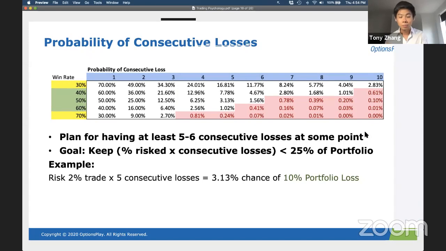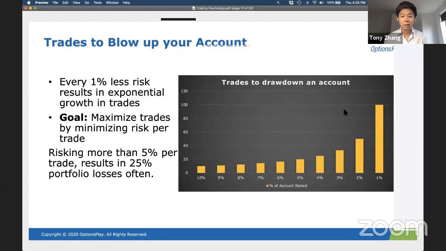Granted, that's not very likely, but we always want to understand, because we're not just trading one trade at a time, right? We're not placing a trade and waiting for that trade to expire before we place the next trade. Likely we have multiple trades all going on at the same time. So we have to not just look at the risk of each individual trade, we have to look at the risk of your entire portfolio.